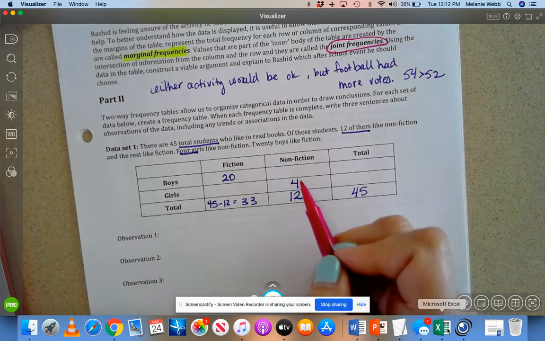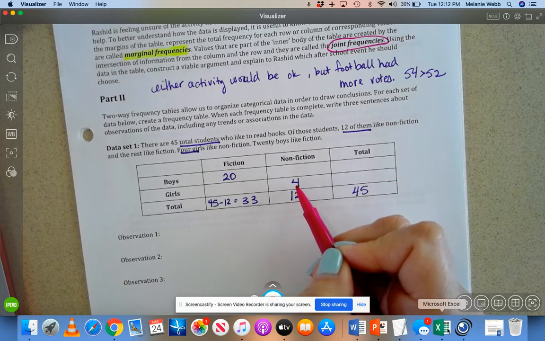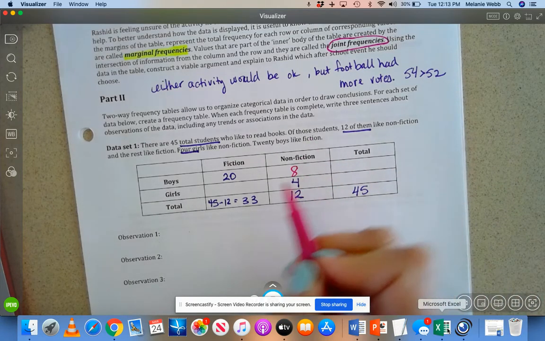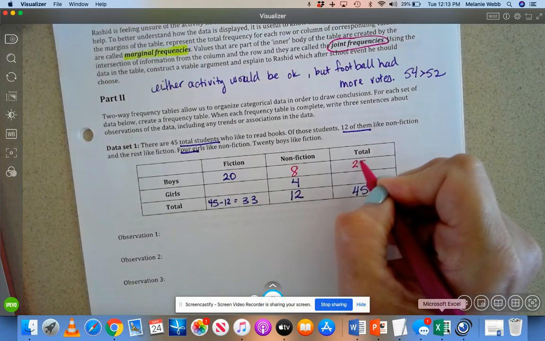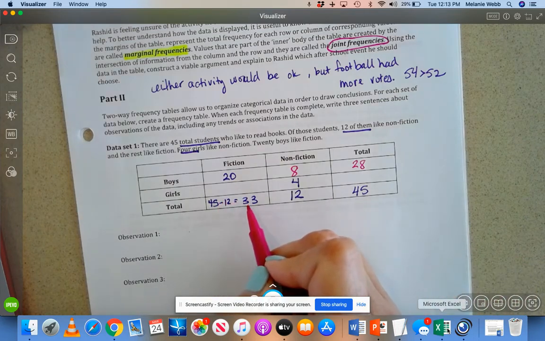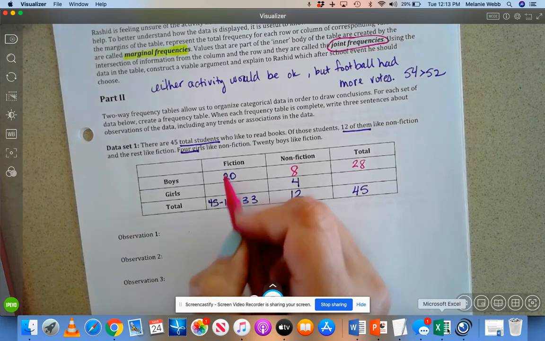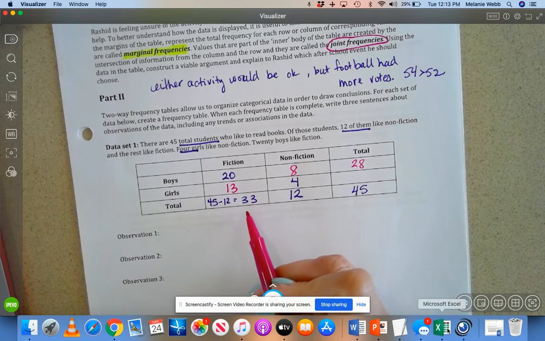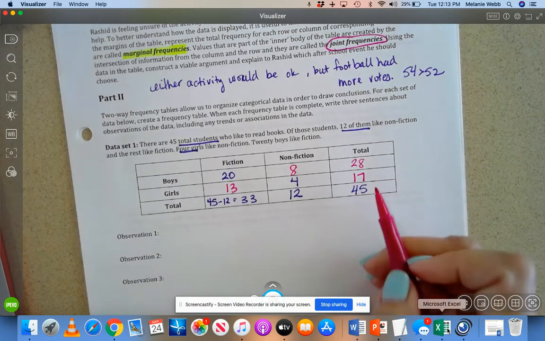So if the total of nonfiction is 12 and the girls make up 4, then obviously there's 8 boys that like nonfiction. How many boys were surveyed? 20 plus 8, 28. If there's 33 total that like fiction, and there's 20 boys that like fiction, then 13 girls make up the remaining part of that 33. And then 13 plus 4 is 17. So there were 17 girls surveyed.